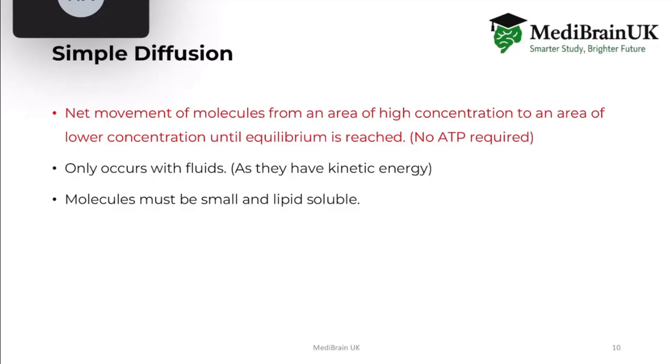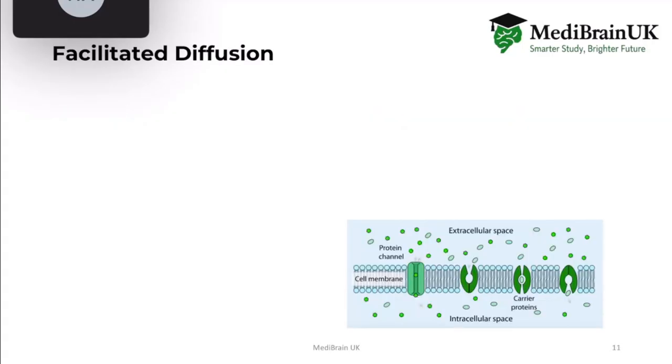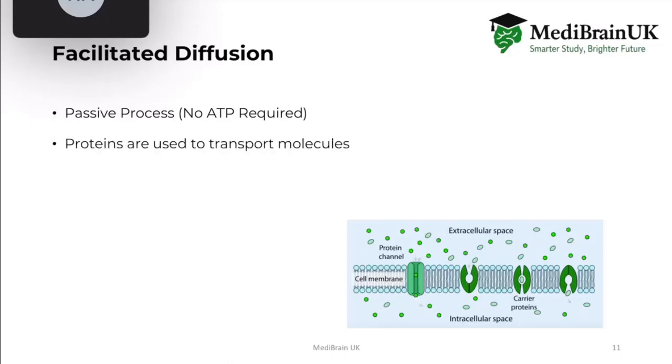So simple diffusion is just your GCSE diffusion. Facilitated diffusion is also a passive process. No ATP is required. It's basically like diffusion, but no ATP is required. However, when we say simple diffusion, that means substances can just diffuse from one side of the membrane to the other side of the membrane. Done. That's it. Okay, that's what happens.